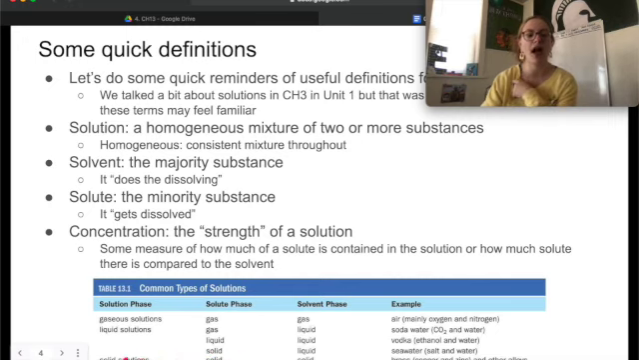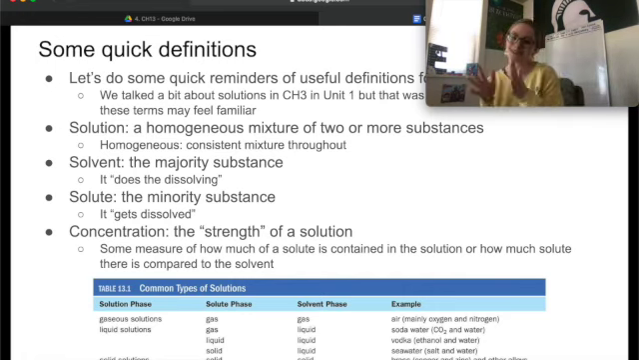We may also have a solid solution. We're not going to spend very much time on solid solutions, but that might be like brass, which is actually made up of two different elements. Brass isn't on our periodic table, so it's made up of two different elements, copper and zinc, or like other metal alloys like steel, for example. Any metal alloy is going to be a solid solution.